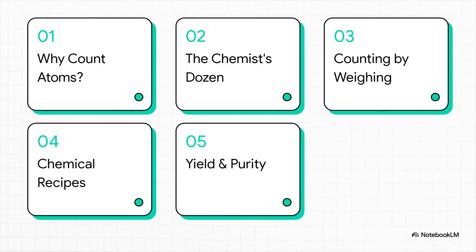So here's the game plan. We'll start with why we even have this problem in the first place. Then, we'll meet the chemist's clever solution, the mole. We'll see how that lets us use a simple scale to count atoms, apply that to chemical recipes, and finally, get a reality check on how it all plays out in the real world.